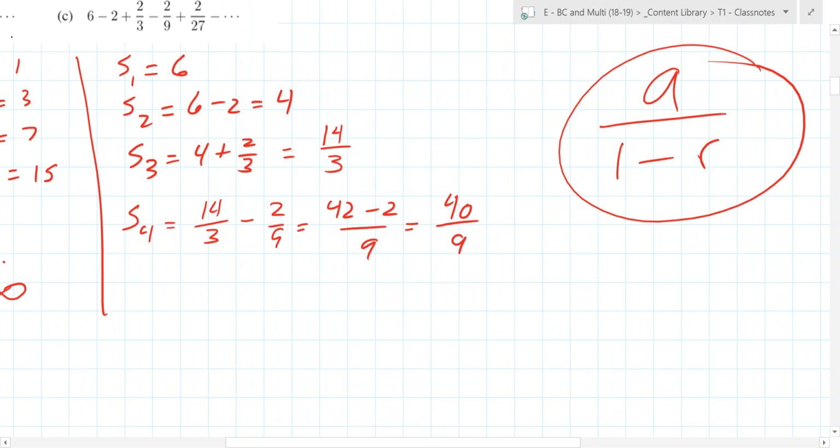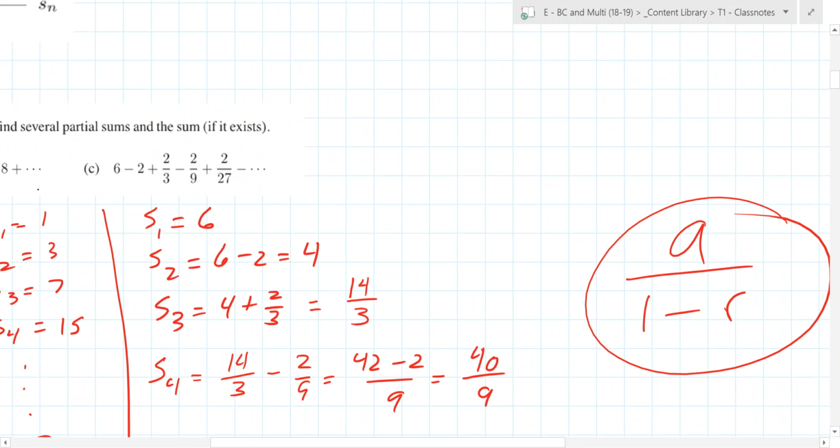So in this case, is there a common ratio between the terms you've seen right here? Well, it's 6 over -2, which is -3. -2 over 2/3 is -3. So does it look like the common ratio is -3? It is. On those terms, it is -3.